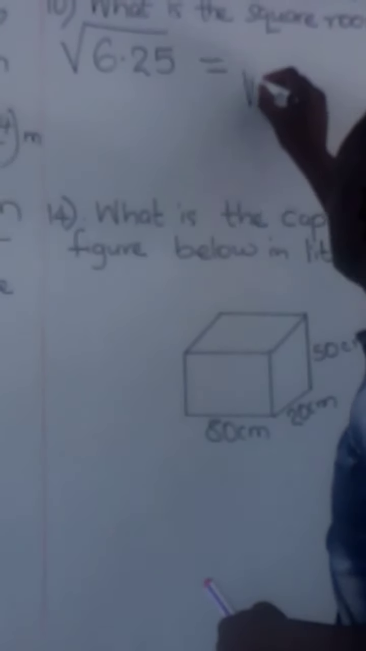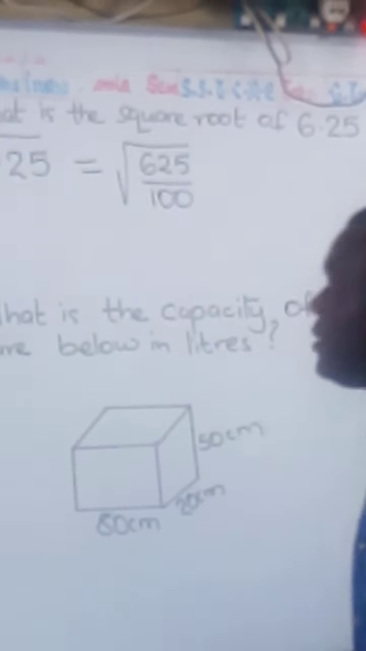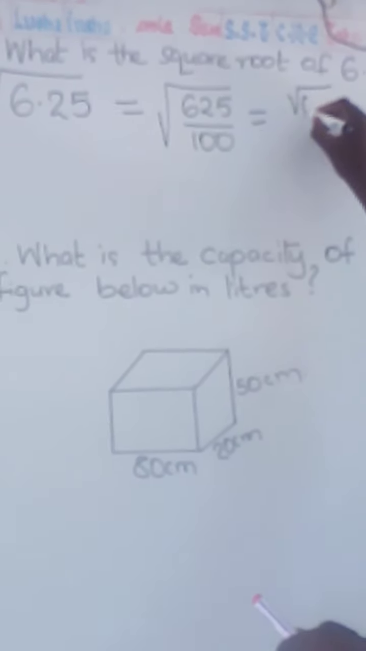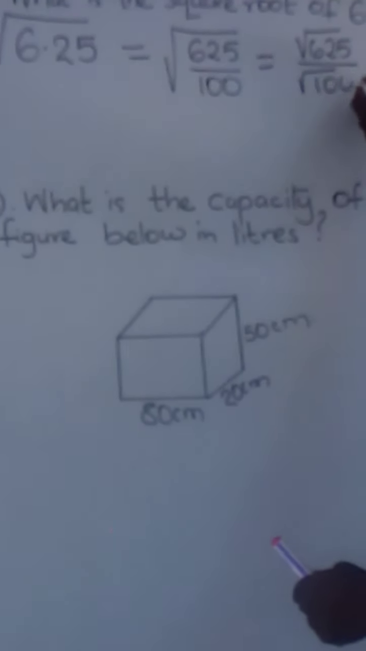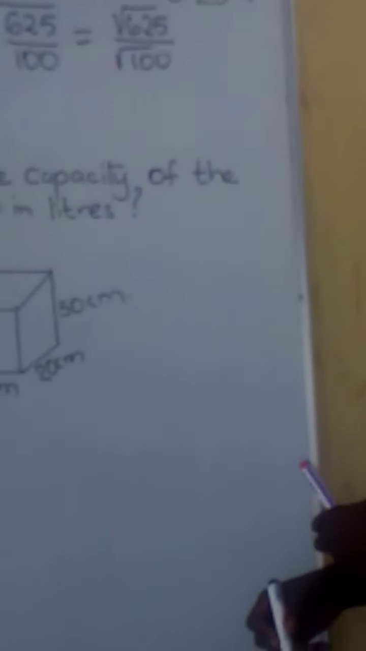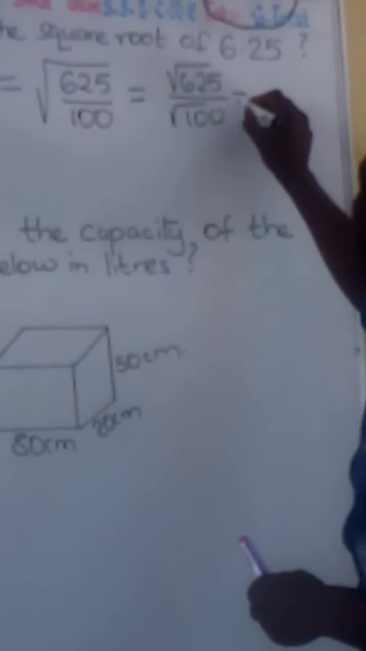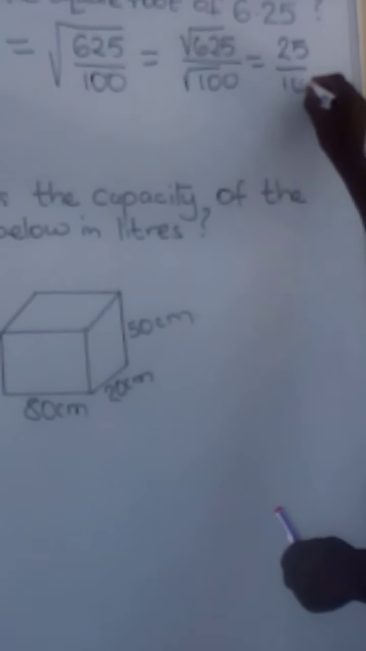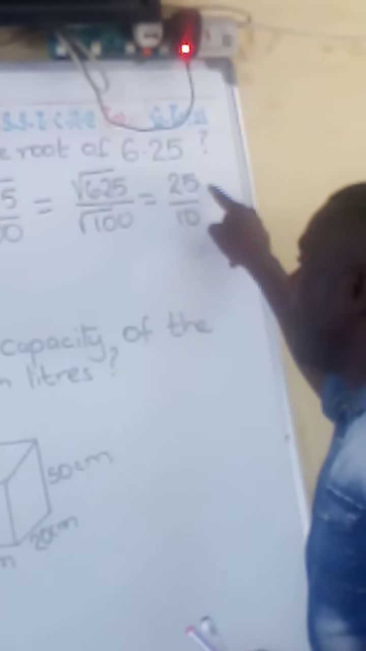So we find the square root of 625 over 100, so that we can find the square root of 625 alone and the square root of 100 alone. And what is the square root of 625? The square root of 625 is 25. And the square root of 100 is 10. Now, it is 25 over 10.